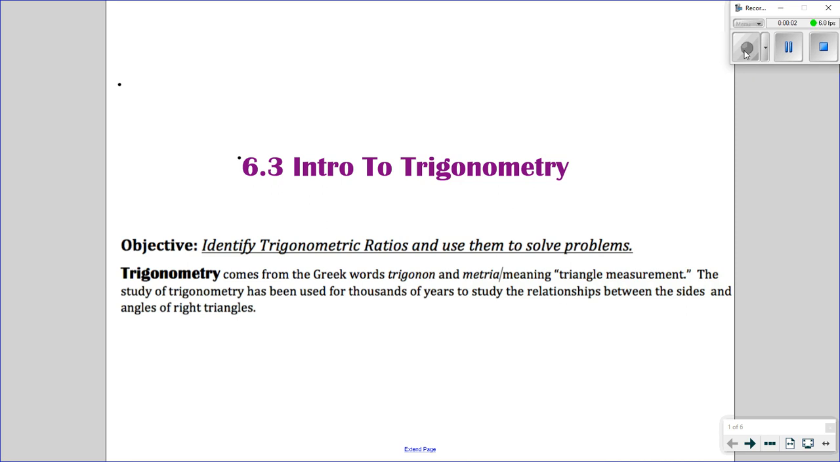Hi, welcome to our next lesson, which is 6.3, Intro to Trigonometry. The objective is identify trigonometric ratios and use them to solve problems.